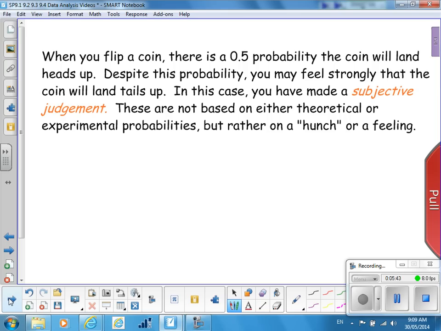You often see this in sports. Maybe you've played on a team where when you go to do the coin toss at the start to see who's going to be home and who's going to be away, maybe your team always says you're always going to choose heads or you're always going to choose tails. Well, this is based on subjective judgment because in reality, you have a 50% chance of it being heads or tails. But it's your gut feeling that tells you it's going to be one or the other.